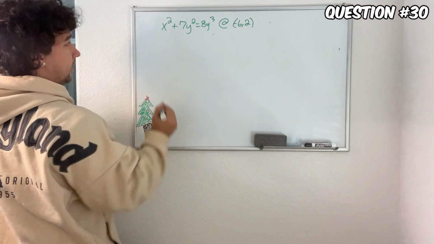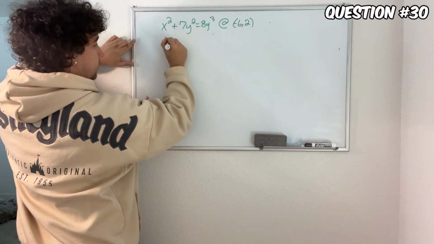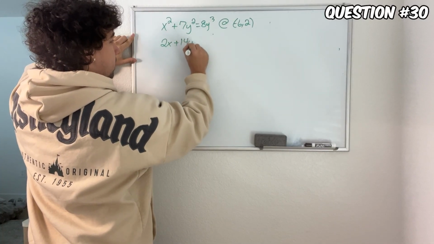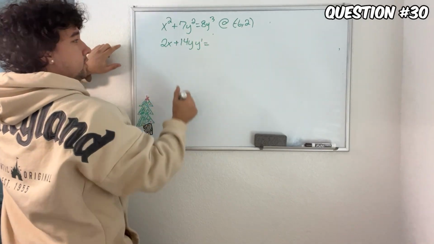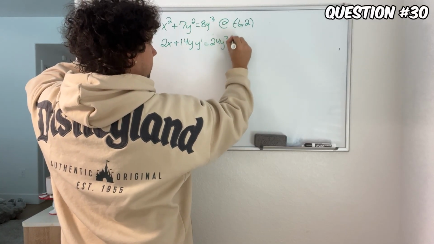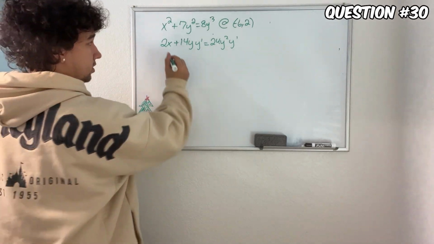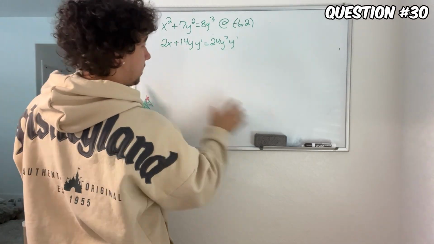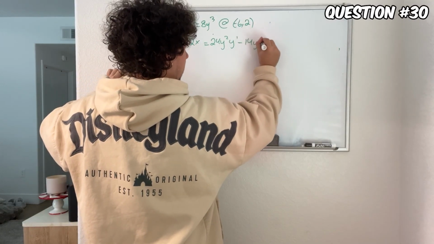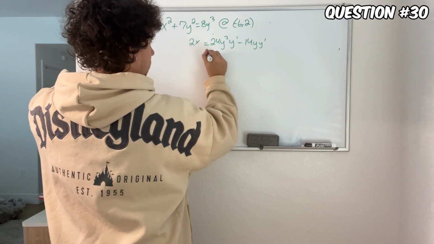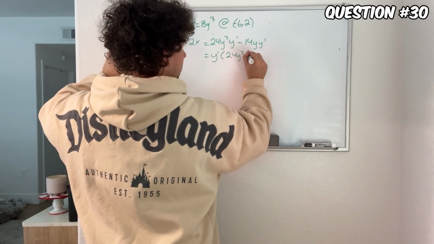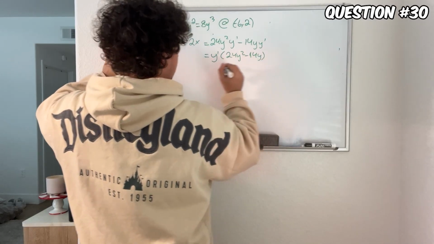So let's take it. X squared is going to be 2x. This is going to be plus, bring it out in front, 7y, y prime equals, in this case here, 24y squared, y prime. Now from here, I'm going to subtract 14y, y prime to the other side. So 2x minus 14y, y prime. Then from here, I'm going to factor out y prime from both terms. So y prime equals 24y squared minus 14y equals 2x.